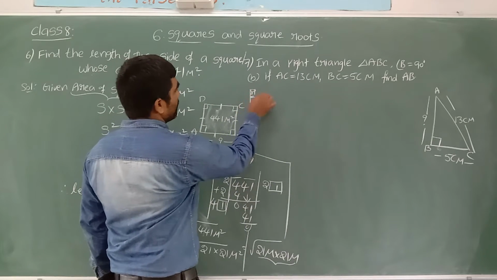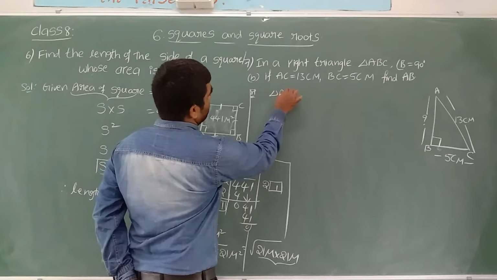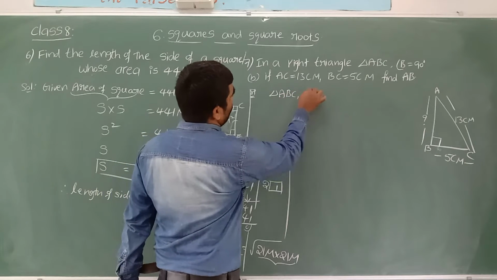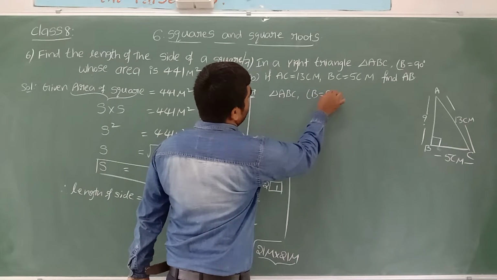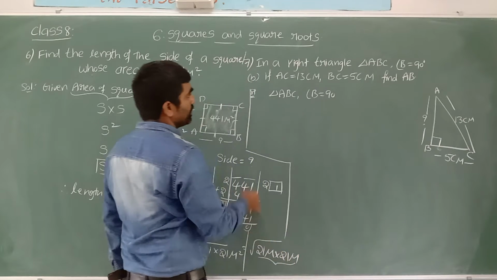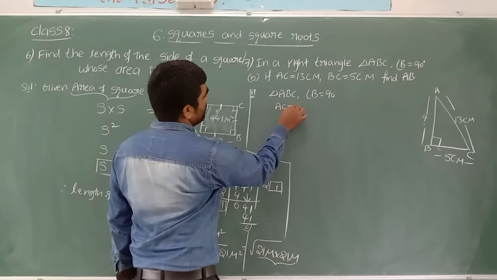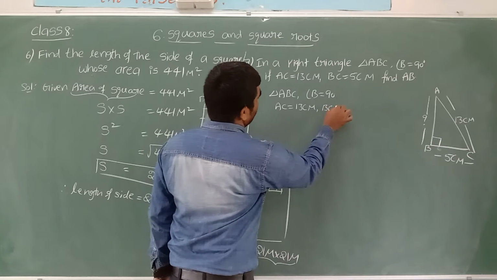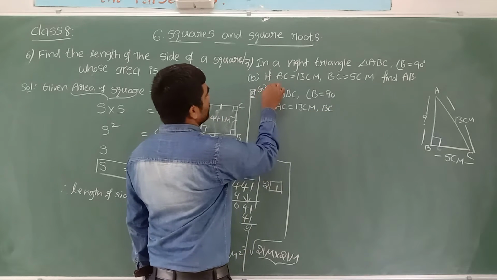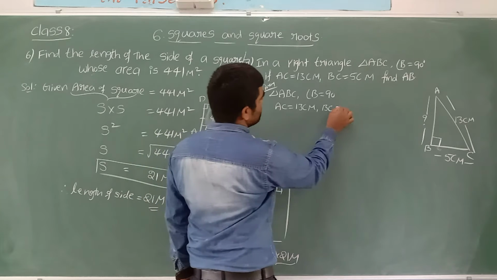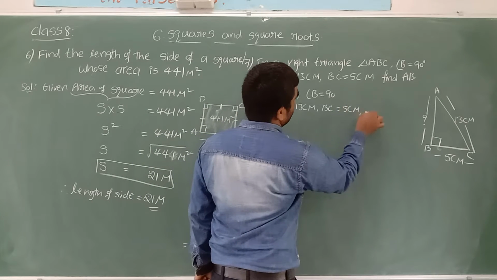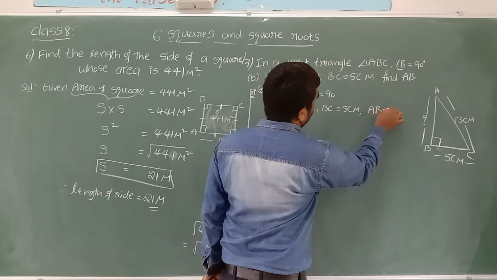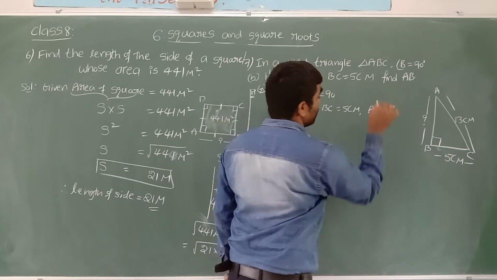First, take given data. Triangle ABC. In that, one of the angles is 90 degrees. And also he said length of AC is 13 centimeters, and BC he said, I will write here given. It is given data. BC is 5 centimeters. We have to find the length of AB.